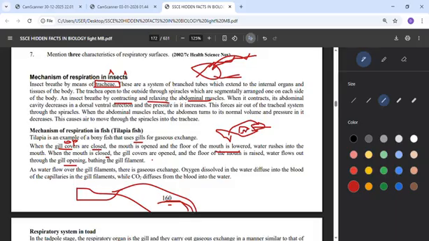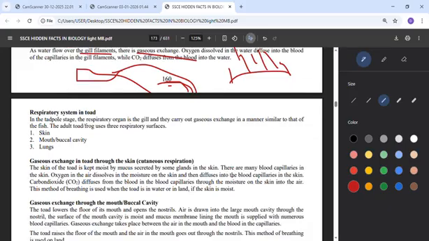But before the water goes out, it would have bathed the gill filament. Gill filament is just part of the gills. When you draw your gills like this, the filaments are just part of these gills. So that is how the fish is using the gills. As water flows over those gill filaments, there is gaseous exchange. Oxygen dissolved in water will diffuse into the blood of the capillary. So another one is respiratory system in toad. How does toad respire?